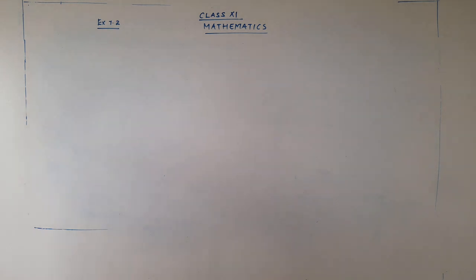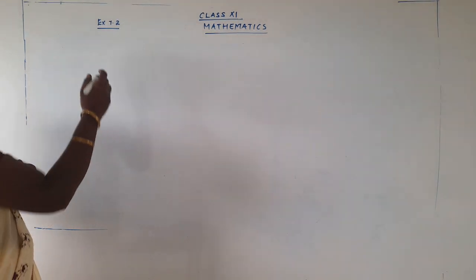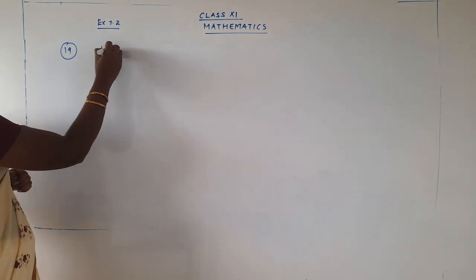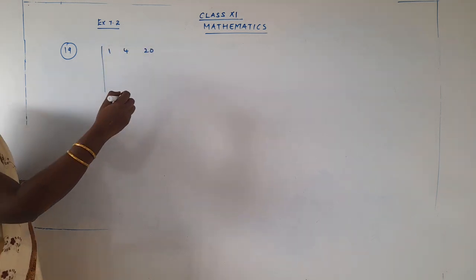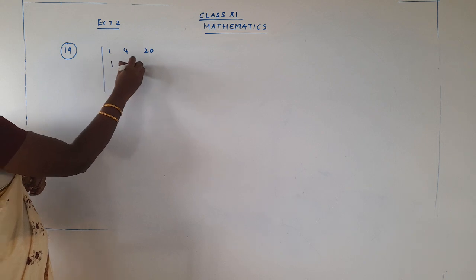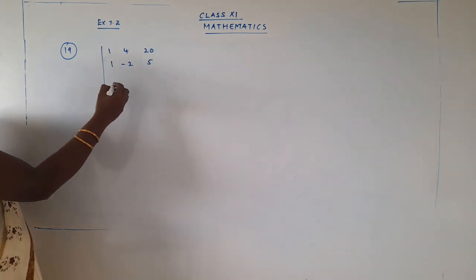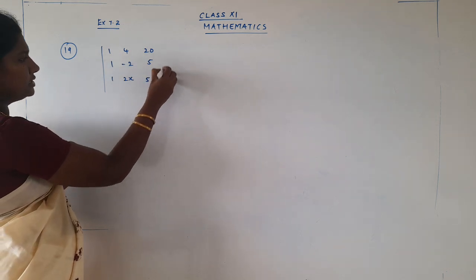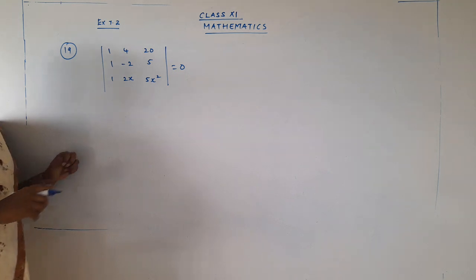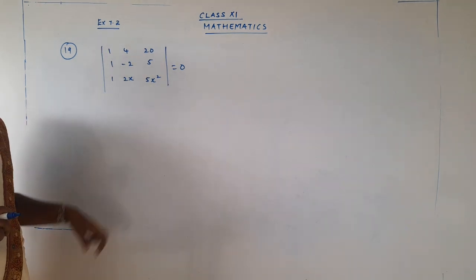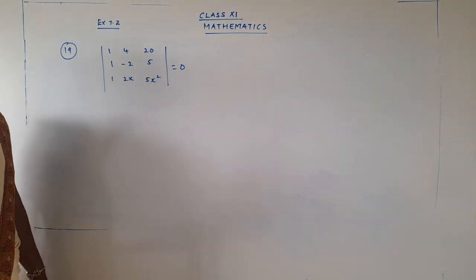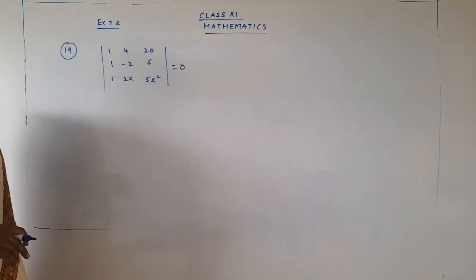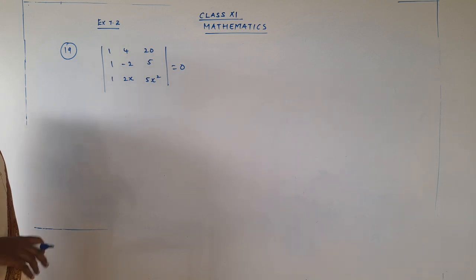Determine the roots of the equation. They have given you one determinant. It's 1, 4, 20, 1, minus 2, 5, 1, 2x, 5x square is equal to 0. So we have to find out the root of this particular equation. That means we have to find out the value for x. So this is the determinant and this is equal to 0. Let's see how to simplify this further and get the value for x.